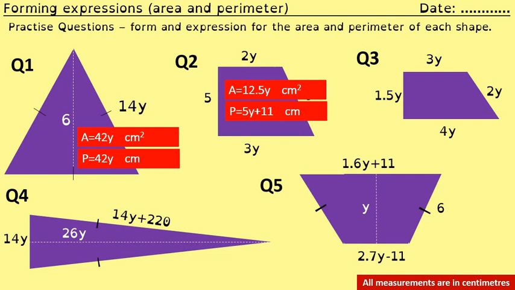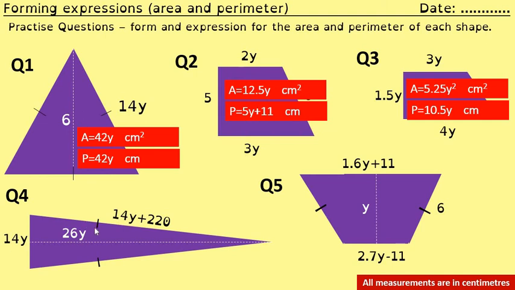For question 3, another trapezium, we're going to be doing a half times a plus b times the height. Now a plus b is 7y here. And then when we multiply that by the height, we need to do 7y multiplied by 1.5y. And we then need to multiply that by a half. So we end up doing some decimal multiplication here again. So we get 5.25y squared centimetres squared for our area expression. For our perimeter expression, we simply add up the 4 sides to get 10.5y centimetres.